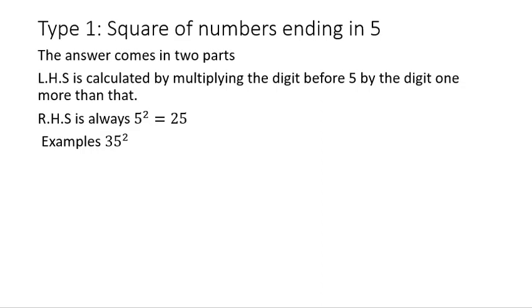So let us first talk about how to find the square of a number ending in 5. Here the answer is written in two parts. First is the left hand side part, and then we write the right hand side part, right? LHS is calculated by multiplying the digit before 5 by the digit 1 more than that, and RHS is always 5 square, that is 25. So let us understand it through this example.